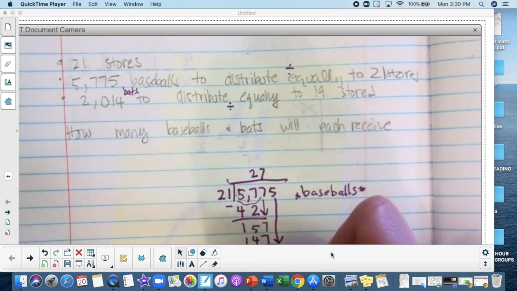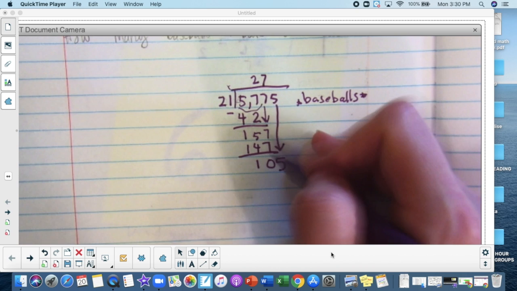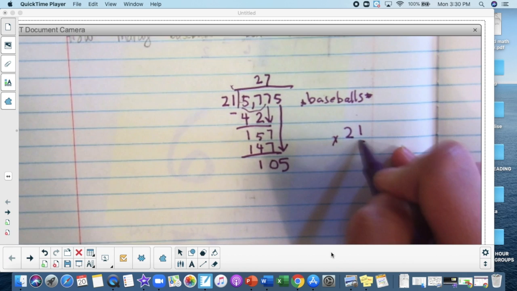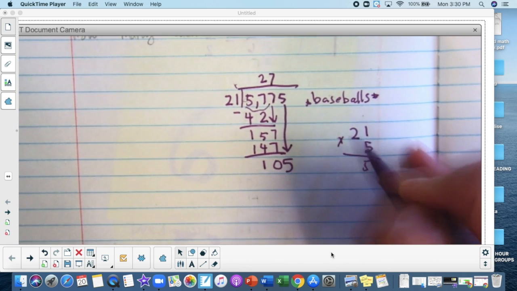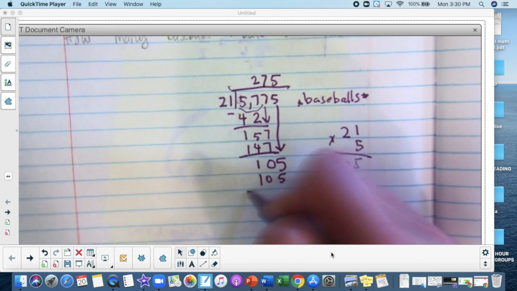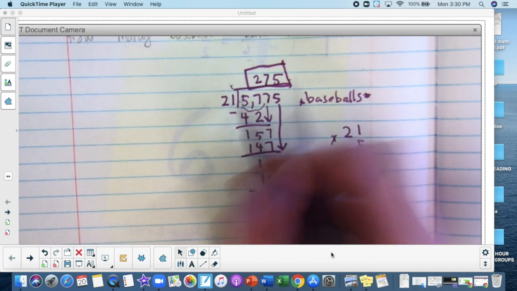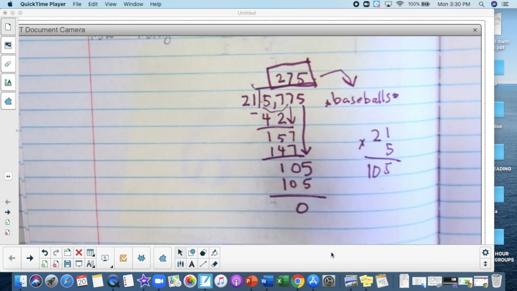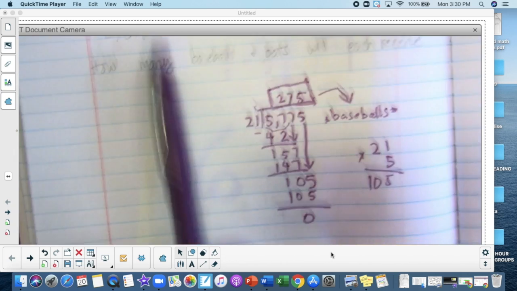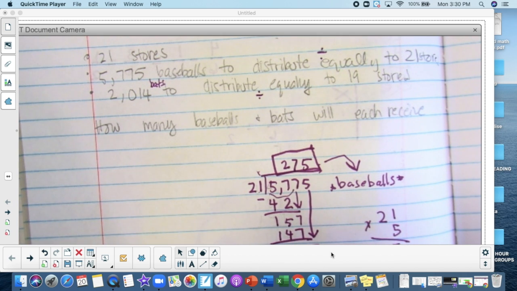Bring down that 5. All right, 105 divided by 21. How many 21s are there in 105? I'm going to try 5. Perfect. So that gives me 105. There's 0. So each of those 21 stores will get 275 baseballs. Okay, but I'm not done. Then I've got this 2,014 bats to distribute equally to 19 stores.